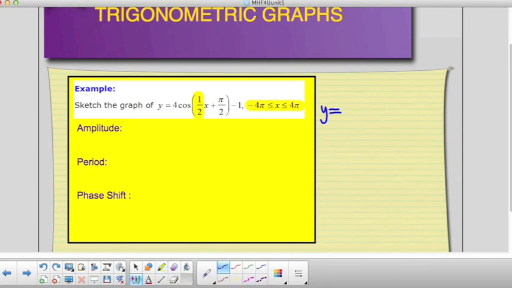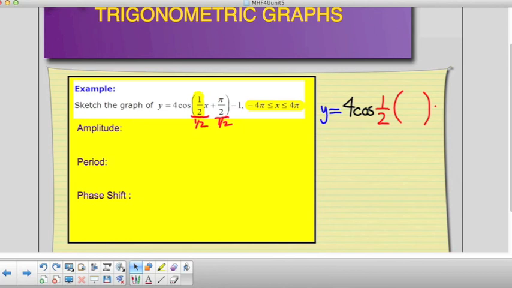So my 4 cosine, notice that I'm dividing both the x term and pi over 2 by 1/2. I'm dividing both of those values. So you're left with 1/2 divided by 1/2 x is just x by itself, and pi over 2 divided by 1/2 is going to leave you with a positive pi. And then I still have my vertical transformation of negative 1.